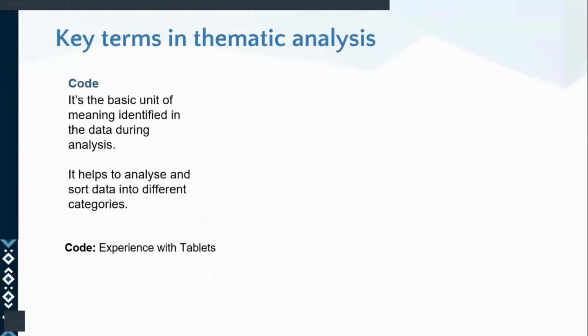So while we'll be talking about thematic analysis, there are some terms we are going to use, and the first term is code. A code is a basic unit of meaning identified in the data during the analysis, and it helps to analyze and sort data into different categories.